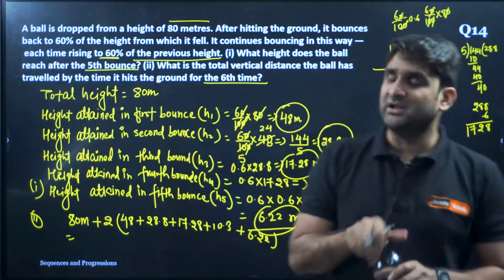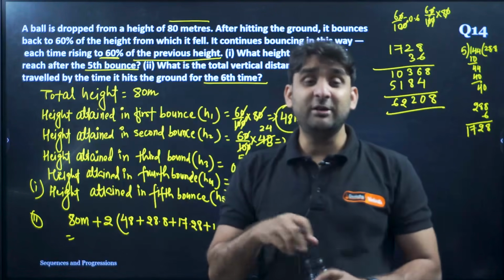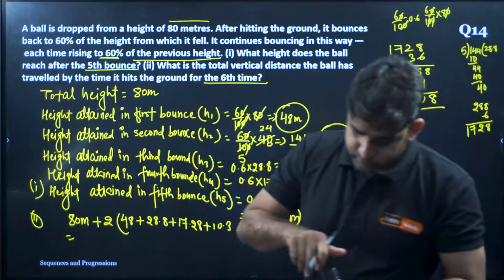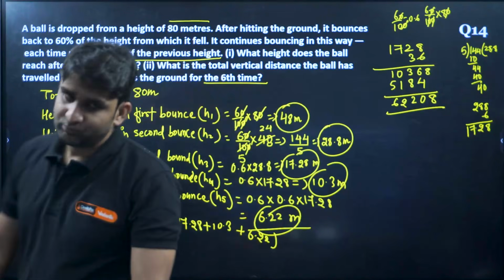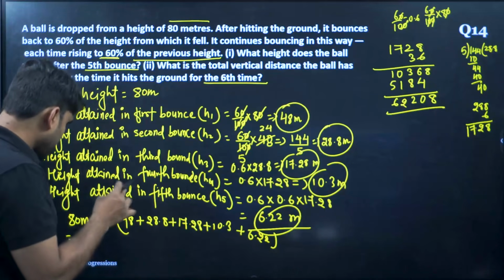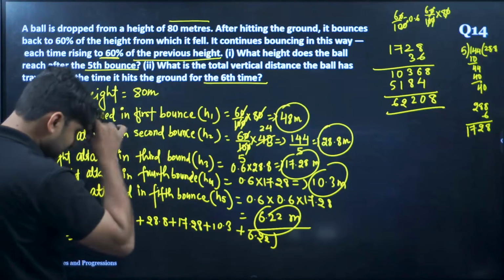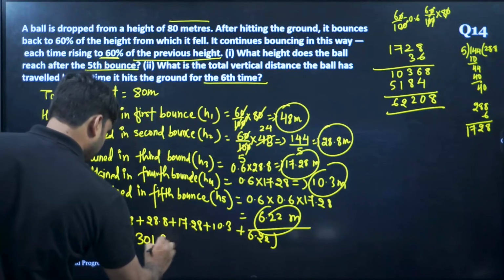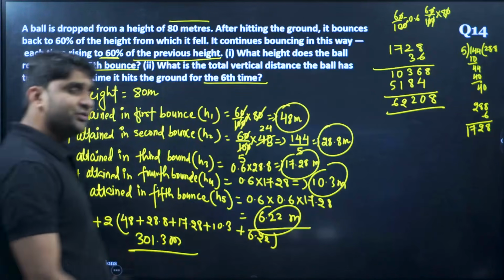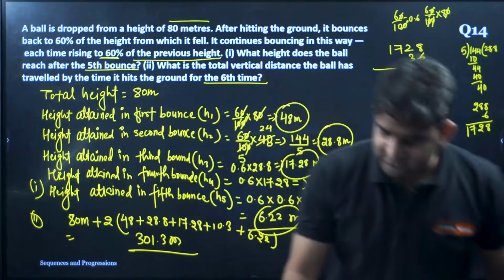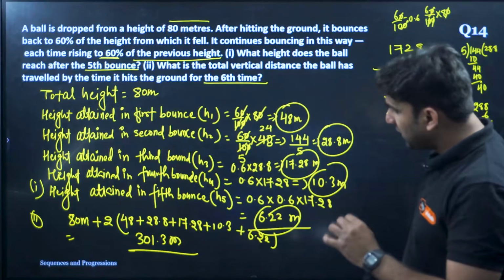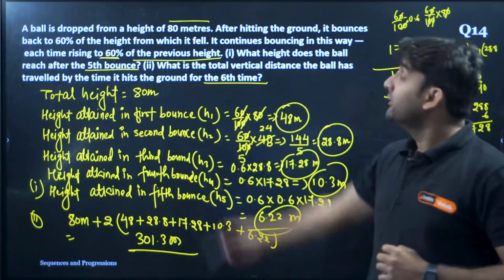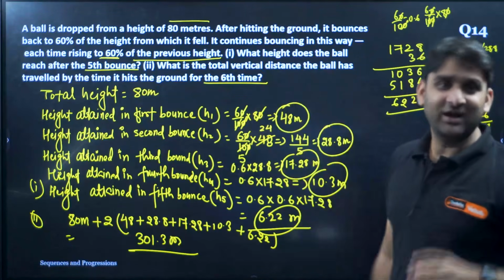What should be the final answer, guys? Clear everyone? 80 meter plus 2 into, please do it. So 80 plus 301.3 meter approx. The answer will come 301.3 meter. So this is the total vertical distance covered by the ball from the beginning to the sixth bounce.